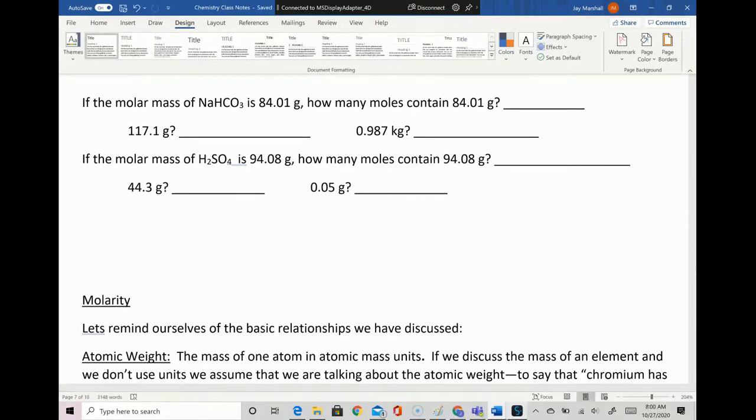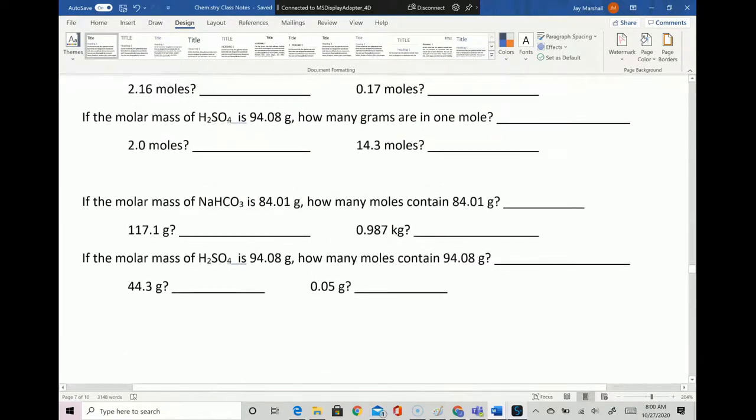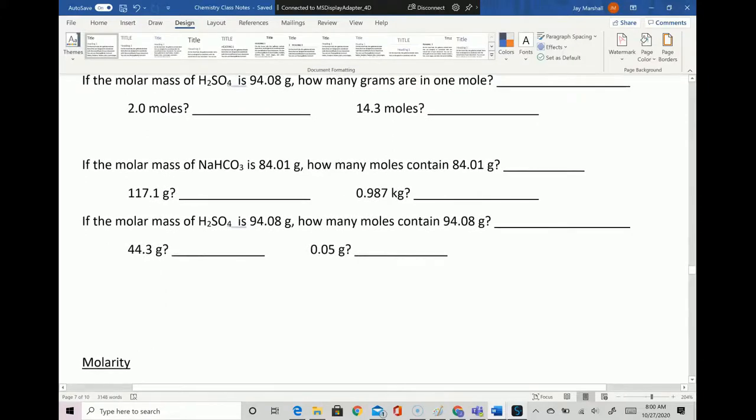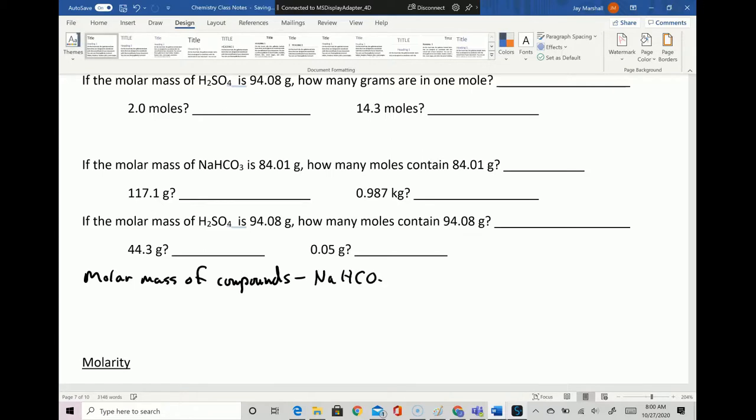I want to also show you how to find the molar mass of one of these compounds. Okay? So under this last section here, write down molar mass of compounds. Okay, molar mass of compounds. And let's say, for example, we have this one here, sodium bicarbonate.